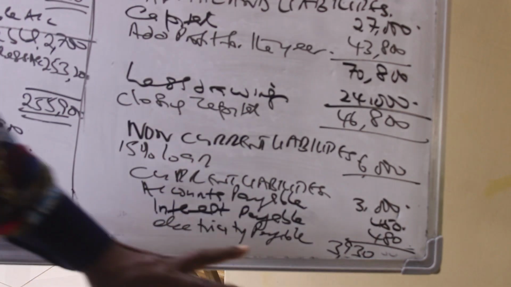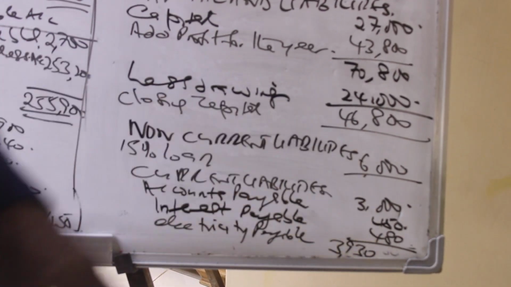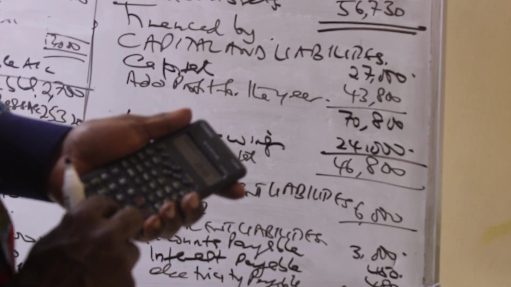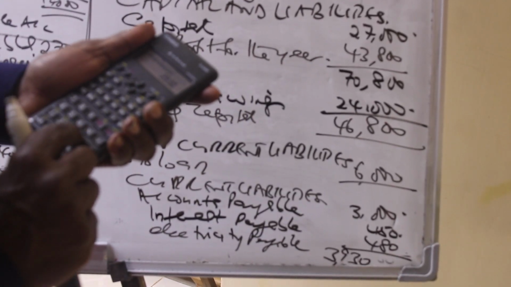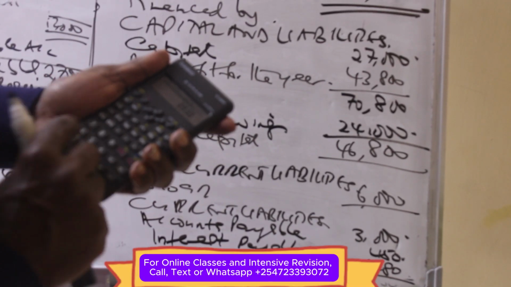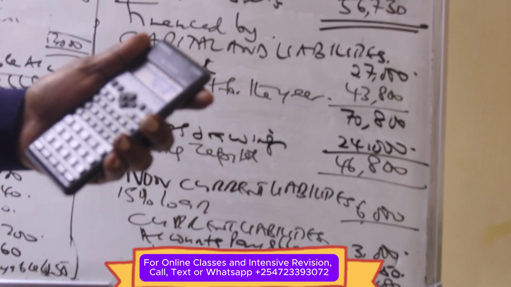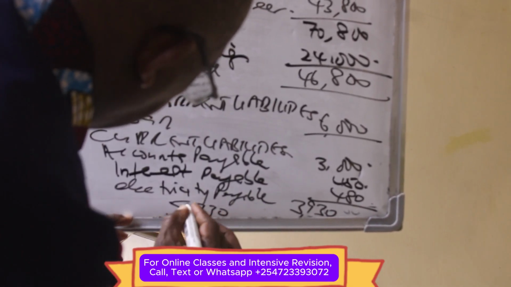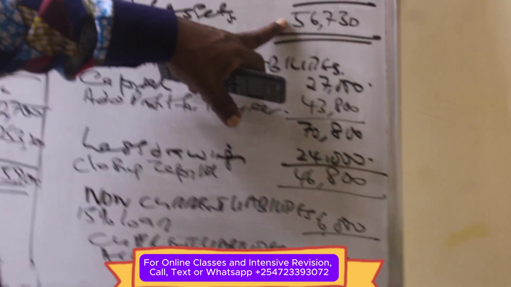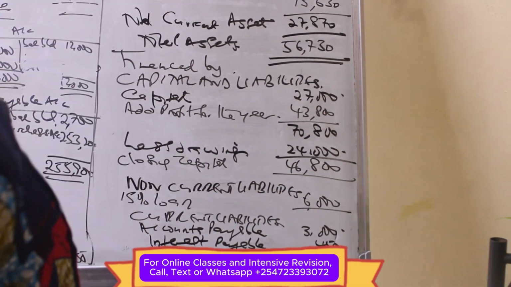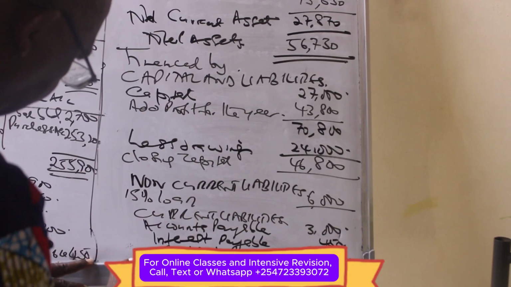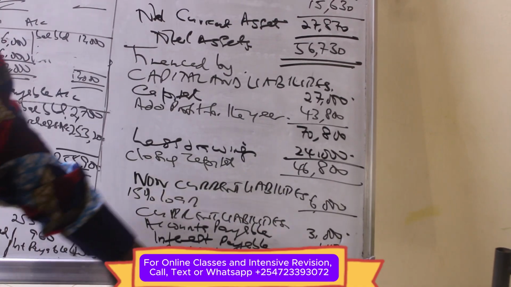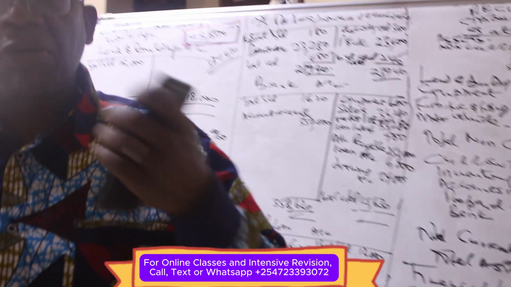So we now add the current liabilities to non-current liabilities and closing capital to find whether they will agree with the total assets. 3,930 plus 6,000 plus 46,800 gives 56,730, which is the same as total assets. So assets equal capital and liabilities: total capital and liabilities is 56,730. That's the way the question was supposed to be done.